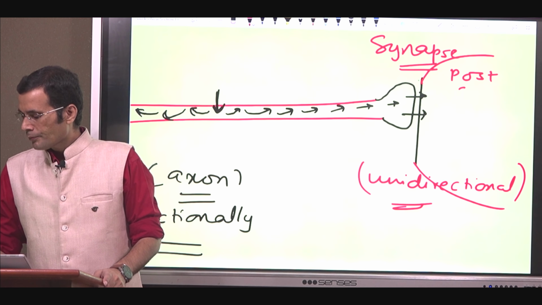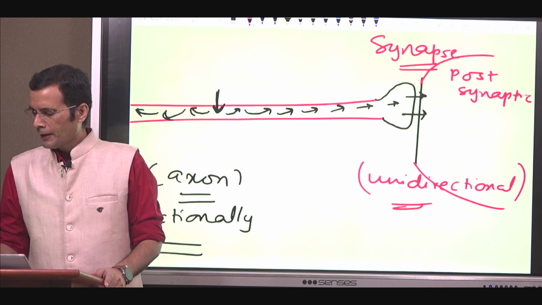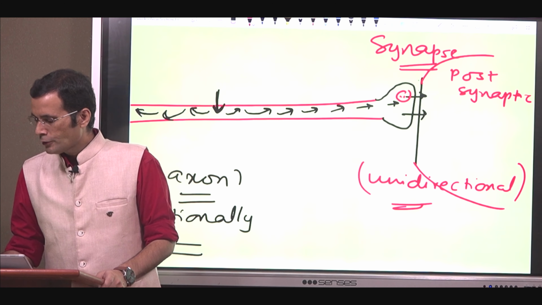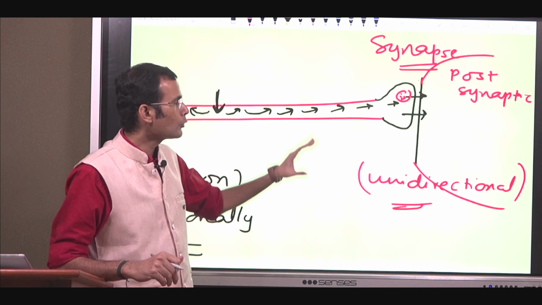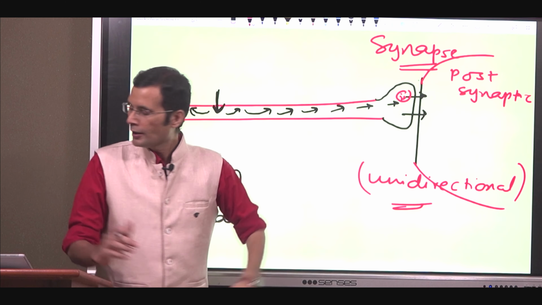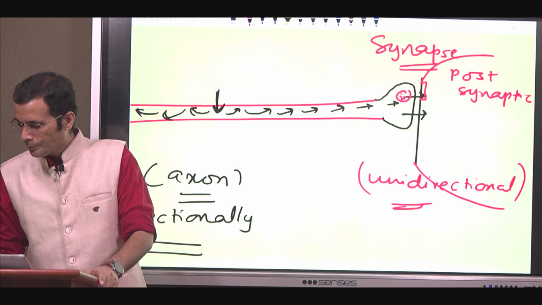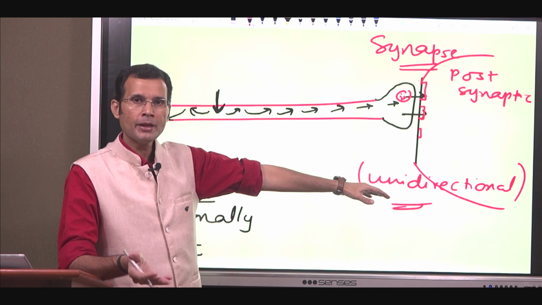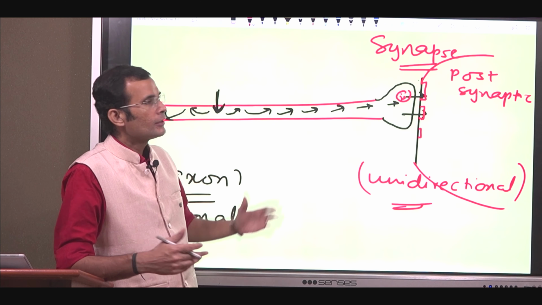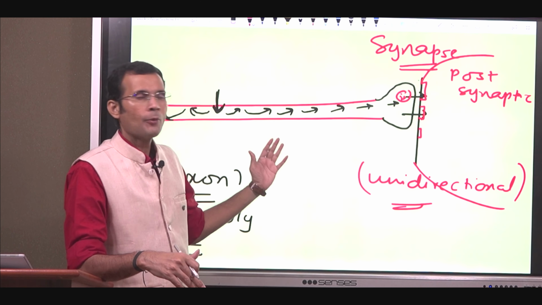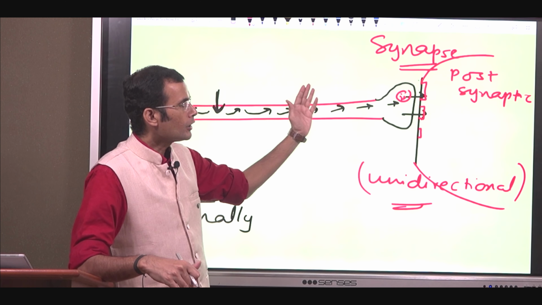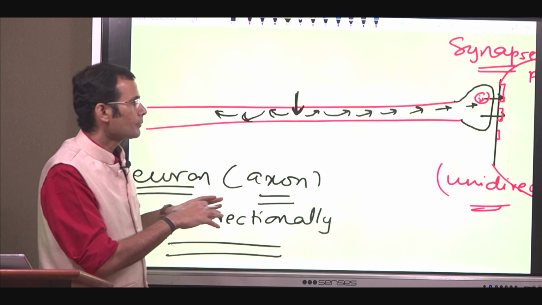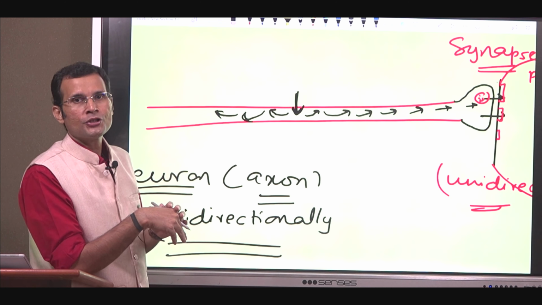And why is that? Reason is very obvious, because the neurotransmitter vesicles are located in the presynaptic terminal, and its receptors, the neurotransmitter receptors, are located on the postsynaptic membrane, and therefore impulse in a synapse has to travel in a unidirectional manner from the presynaptic to the postsynaptic neuron. Therefore, that is the terminology that can be used.